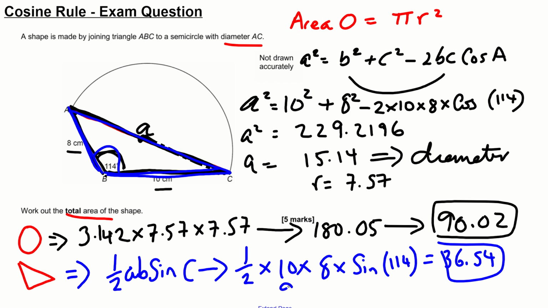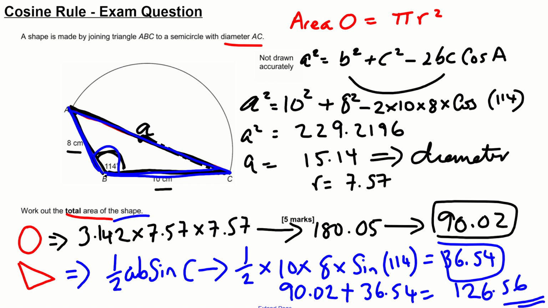The total area will be 90.02 plus 36.54. Total area will be 126.56 centimeters squared. There's no accuracy mark, so you can leave it to 2 decimal places.